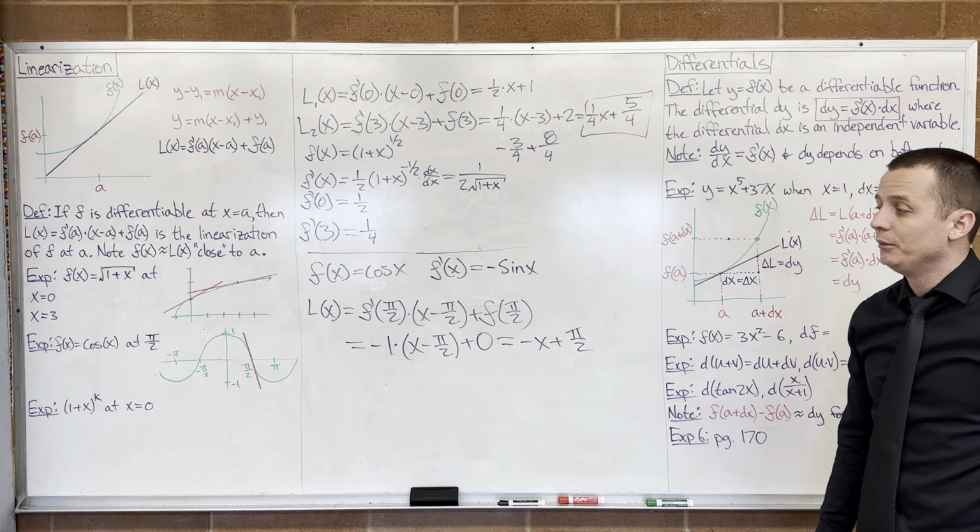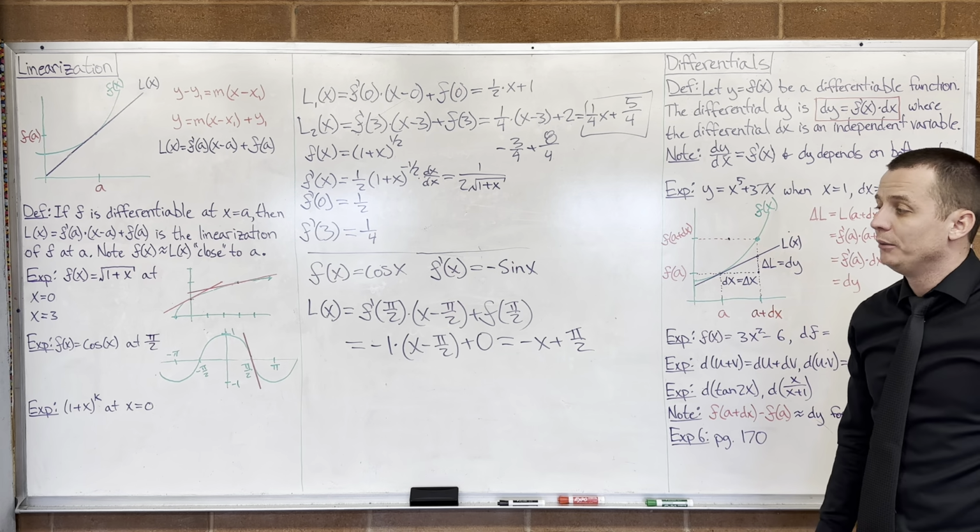Okay. Let's do a more general one. This time, our function is 1 plus x to the k, and we're going to do it at x equal to 0. So our linearization here, L of x, is going to be equal to, first off, let's really quick think of what f prime of x is. If this is f of x, what's our derivative? It's going to be k times 1 plus x to the k minus 1.